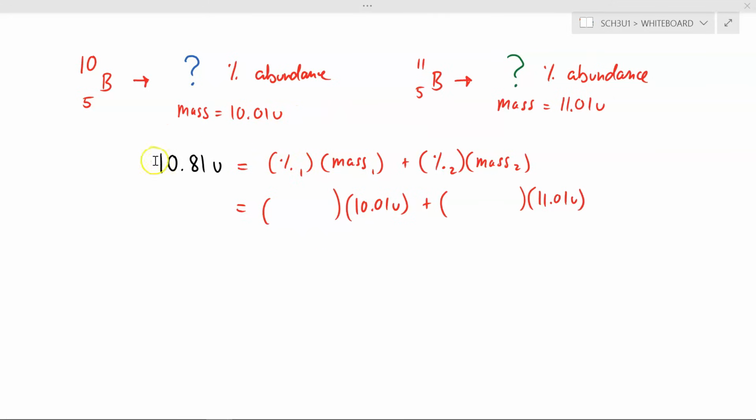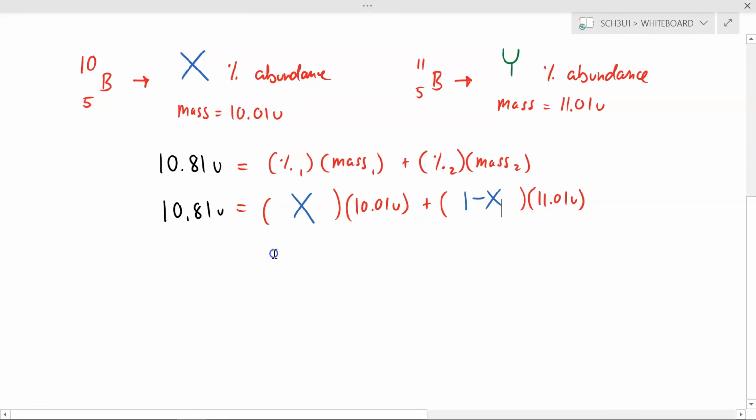Now, a common mistake students will make when trying to solve this question is they'll say let X represent the percent abundance for boron-10 and let Y represent the percent abundance for boron-11. But when you plug these variables into the equation, you can't actually solve it because now you have two unknowns but only one equation. So instead of using the variables X and Y to solve it, you should instead use X and 1 minus X.